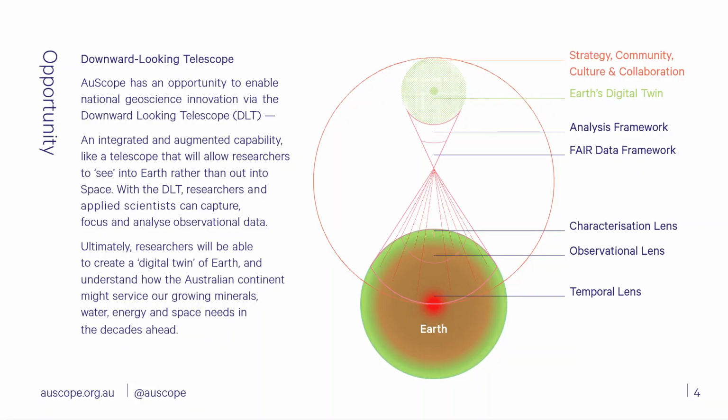You have heard about the downward-looking telescope as the concept that brings AuScope's activities together. The downward-looking telescope allows researchers to capture and focus data through a series of lenses and then store, analyze, and interpret results in digital downward-looking telescope components. The AuScope Virtual Research Environment, or AVRE for short, is the platform that bundles the different data streams to make data findable and offers tools for processing these data.